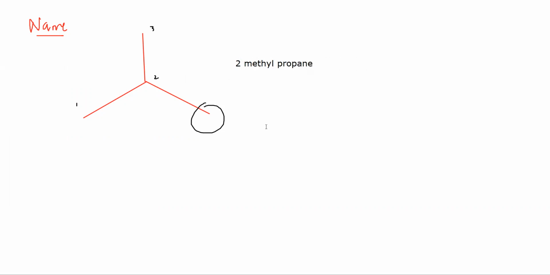If two identical branches are there, we'll use the word di. If 3 identical branches are there, then we'll use the word tri. And if 4 identical branches are there, then we'll use the term tetra.